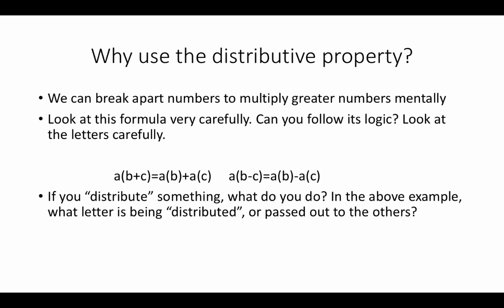So I want you to look at this formula for the distributive property very carefully. And I'm going to have you write both pieces down. And I want you to look and see if you can follow the logic behind it. And look at the letters carefully. Notice that there are letters instead of numbers. So they're using variables. And if you distribute something, can you think of another word that we could substitute for distribute? In the above example, what letter is actually being distributed, or I might say is being passed out to the others?